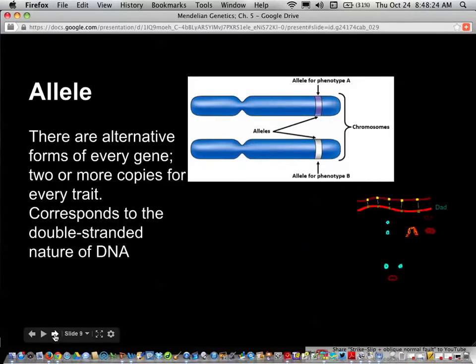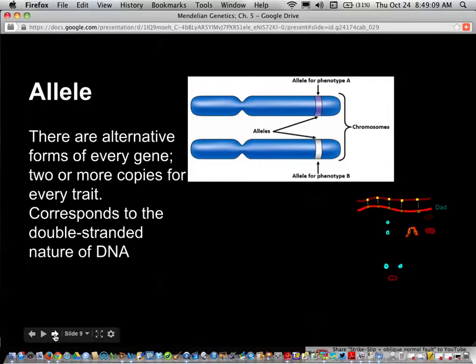Okay, allele. I'd like you to write this down too. Allele. There are several alternative forms for every gene. Two or more copies for every trait, in fact. And allele corresponds to the double-stranded nature of DNA. So one gene, one series of several hundred to several thousand base pairs, has two alternative forms. One may be dominant, one may be recessive.